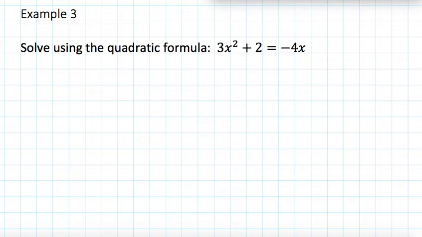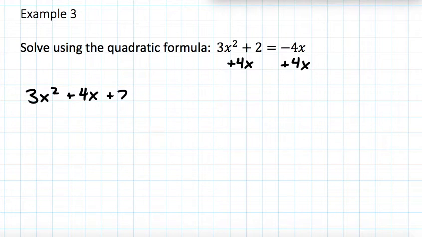Lastly, we're going to look at example 3. Again, I don't have 0 on one side, so I'm going to start by putting it in that form. So I'm going to add 4x to both sides. And when I do that, I'm going to make sure that I write it in the middle so that I identify the correct values of a, b, and c. So a is 3, b is 4, c is 2. So go ahead and plug into the quadratic formula.